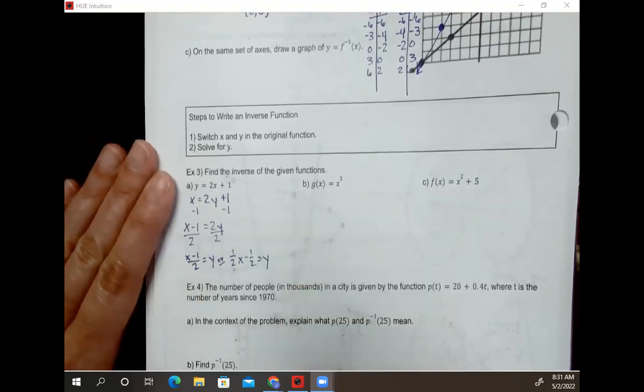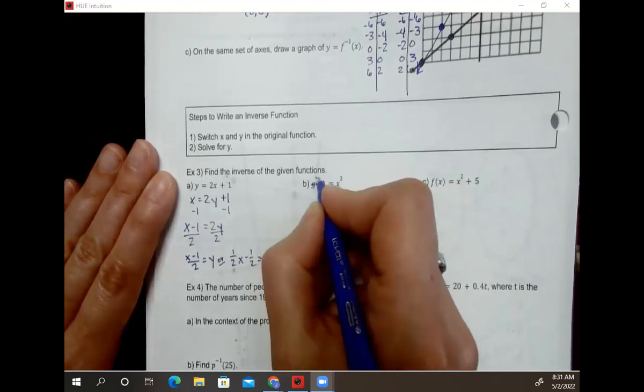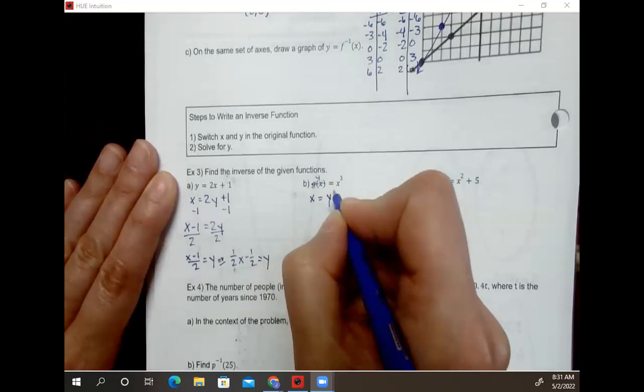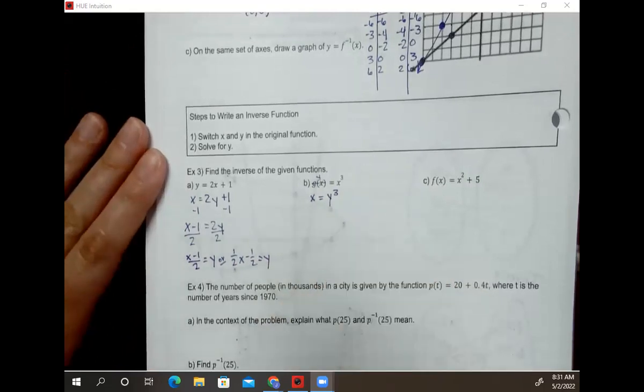For b, same idea. This time I've got function notation here instead of a y. Remember, this still, for our purposes, means y. So this would be x equals y cubed. Again, I'm just swapping x and y. Nothing else changes. And now I want to get y by itself.